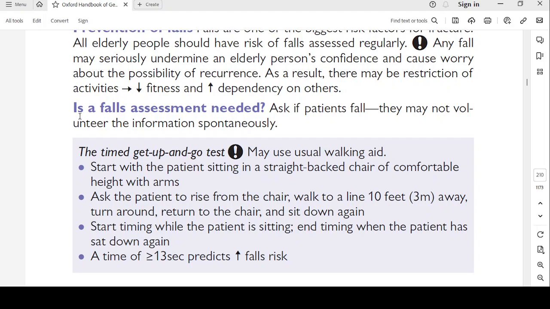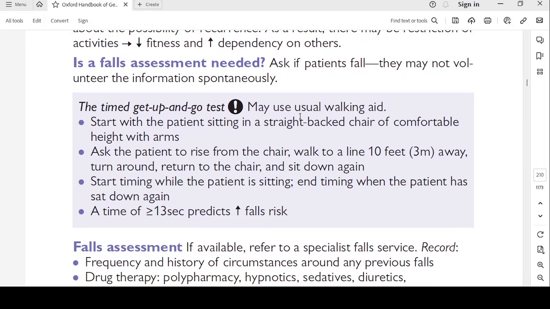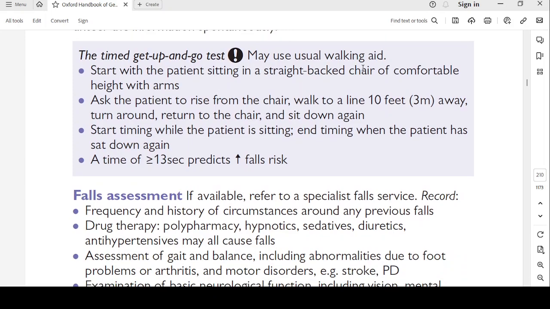So, is a fall assessment needed? Ask if the patient has fallen. They may not volunteer the information spontaneously. The timed get up and go test may be used. The patient may use their usual walking aid. Start with the patient sitting in a straight back chair of comfortable height with arms. Ask the patient to rise from the chair.